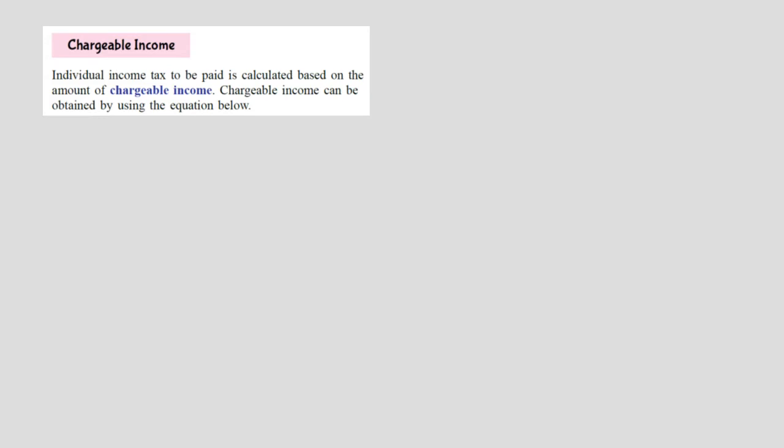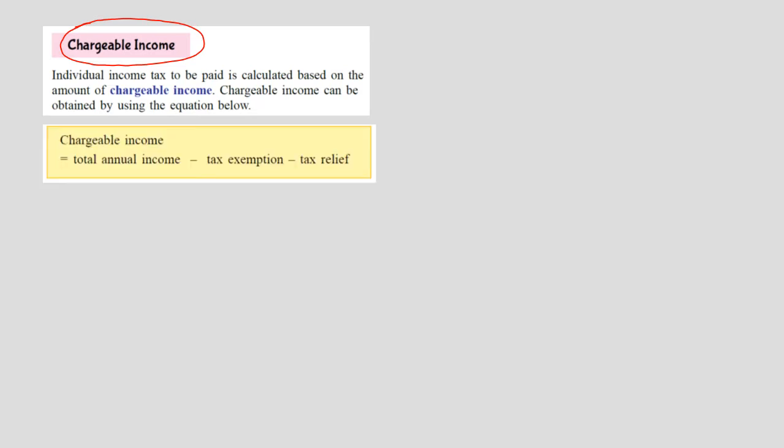Okay, now we will look at chargeable income. So how to calculate chargeable income? This time again, the government will help you. Not all your income will be charged. There is a formula. The formula of chargeable income is total annual income, which we have calculated just now, minus tax exemption, and then minus tax relief.